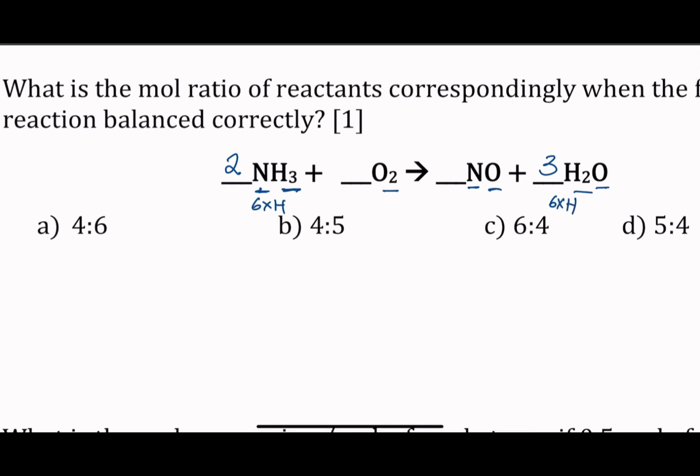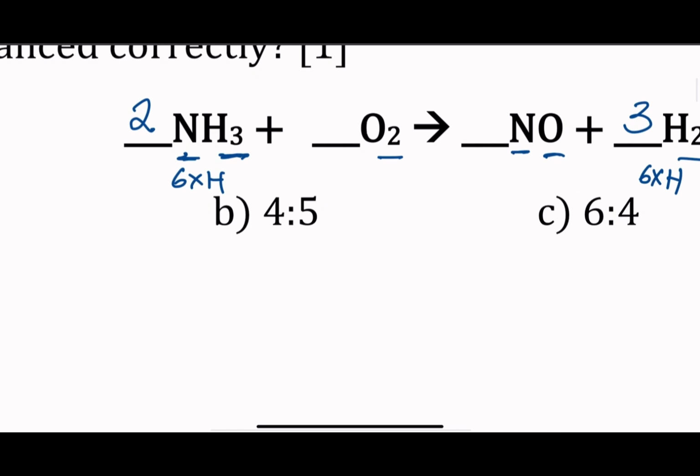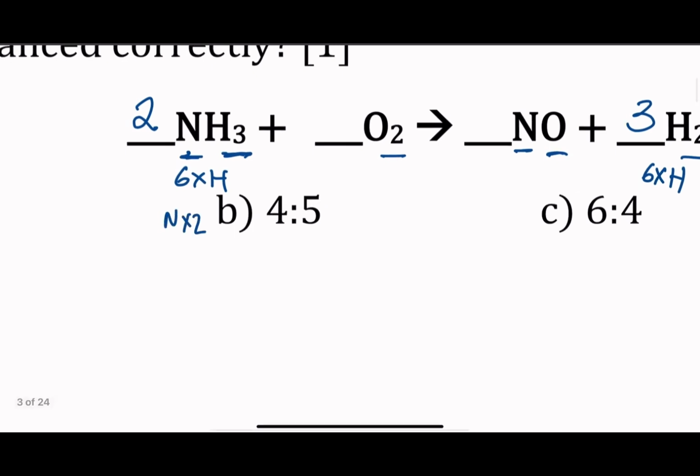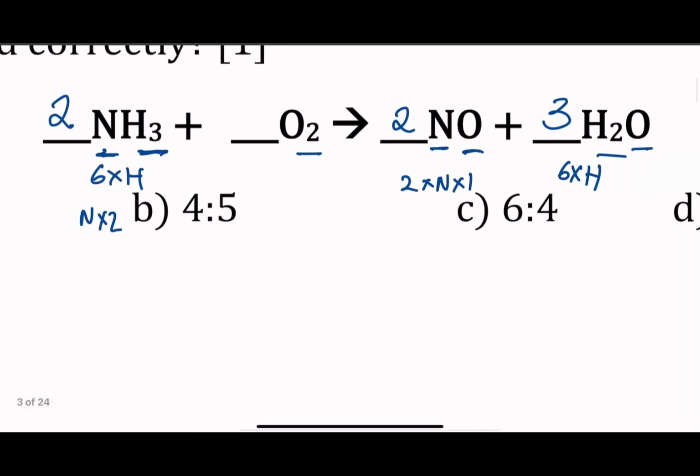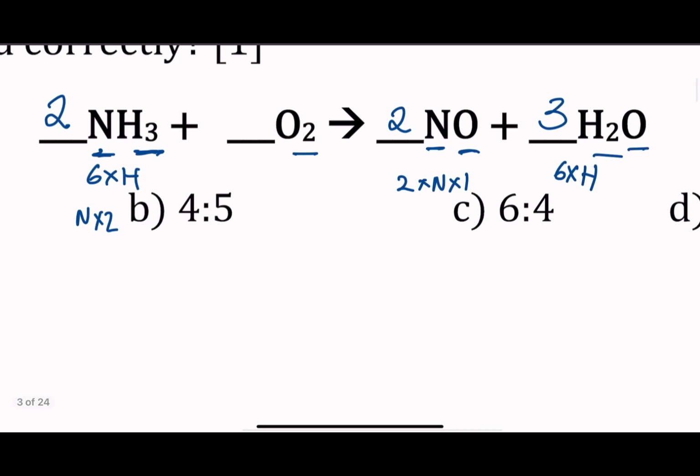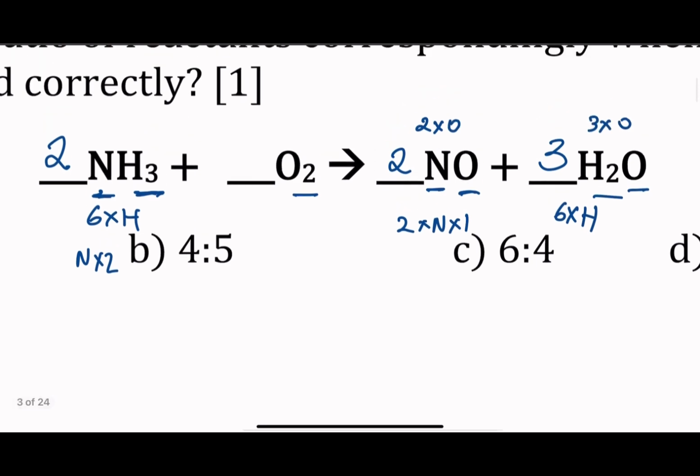And then let's check our nitrogens right now. You got 2 nitrogens here, and then you got 1 nitrogen here. So what we need to do, we multiply this by 2. So now nitrogens are okay, your hydrogens are okay, but your oxygen is off because you have here 2 oxygen from here, 3 oxygen from here. So altogether makes it 5 oxygens, and then you have only 2 oxygen in here.